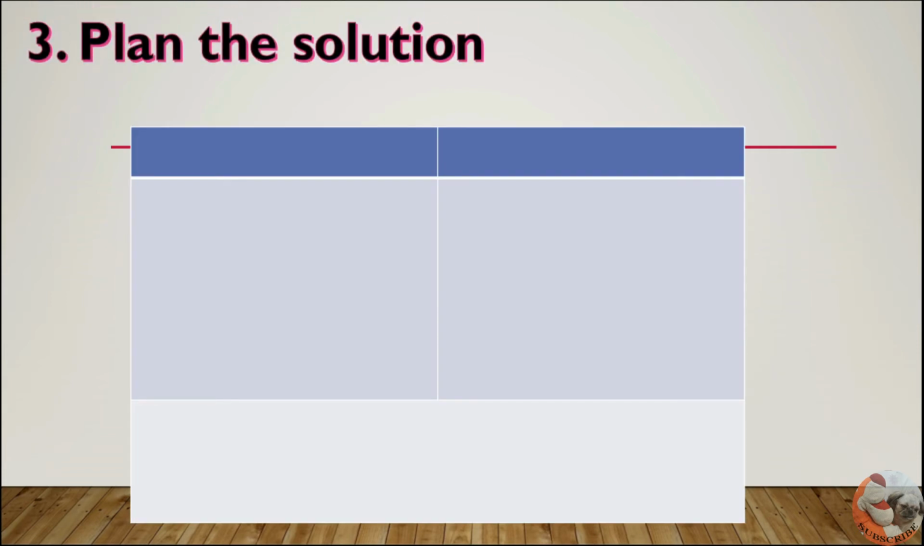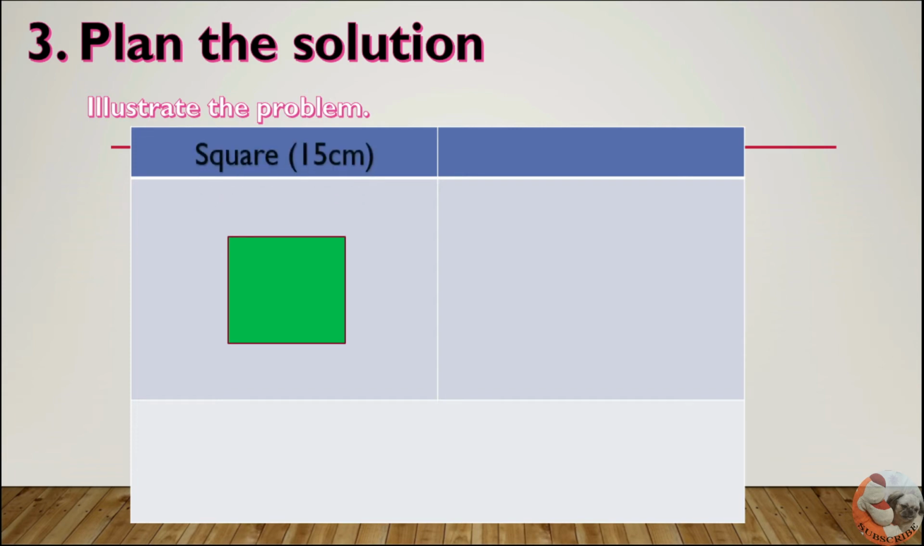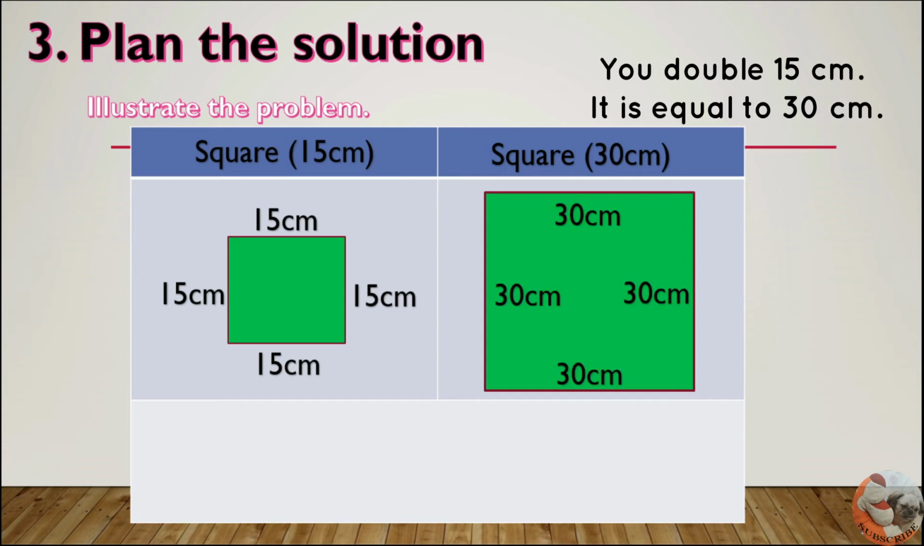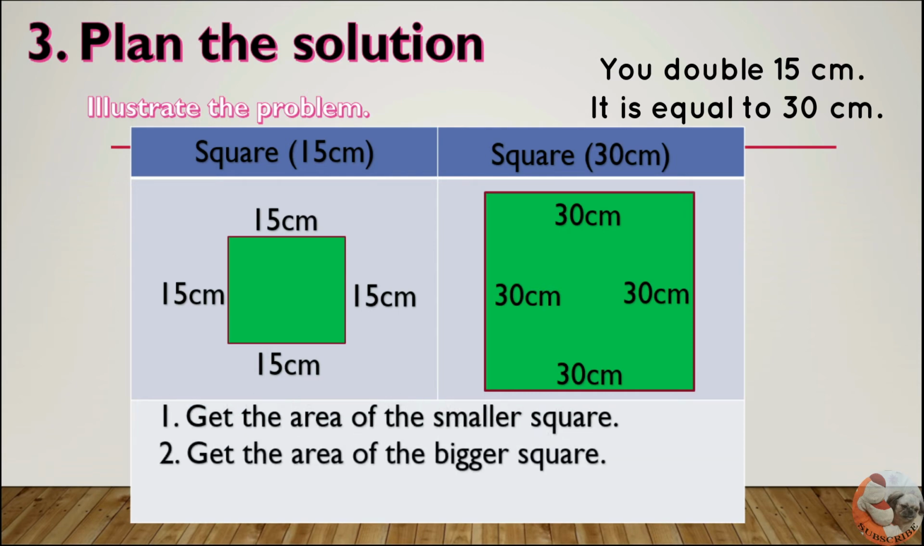Number 3, plan the solution. So, make a table. Illustrate the problem. Here we have a square whose side is 15 centimeters. And another square whose side is equal to 30 centimeters. Get the area of the smaller square. Get the area of the bigger square. Compare their area.